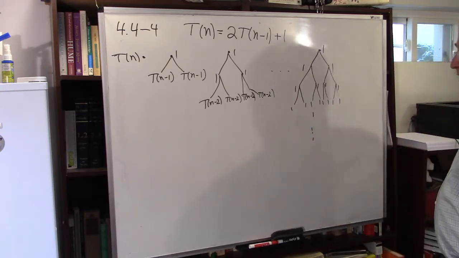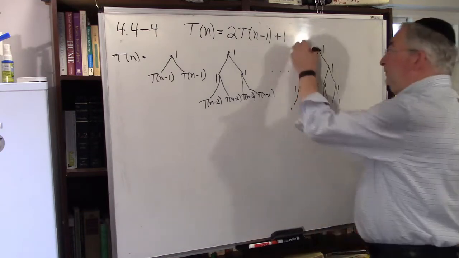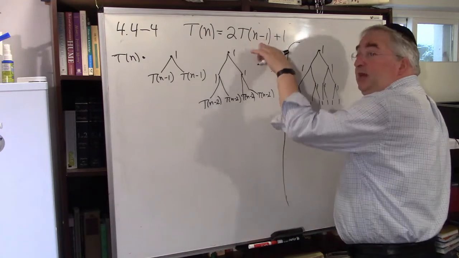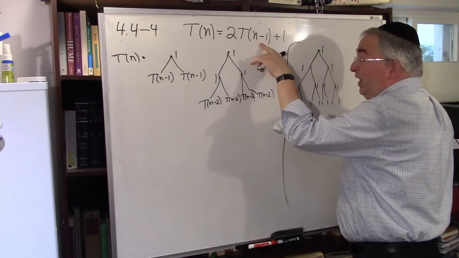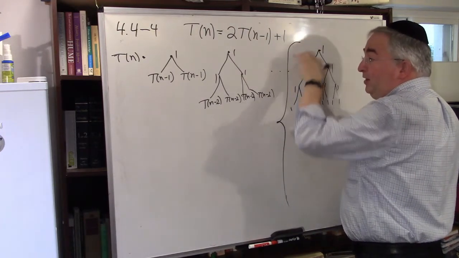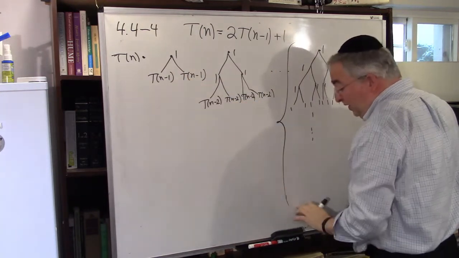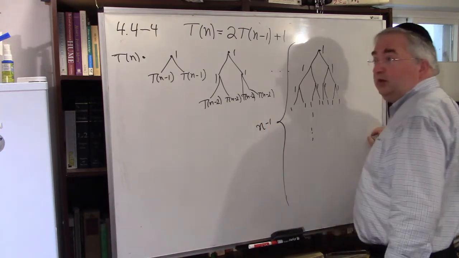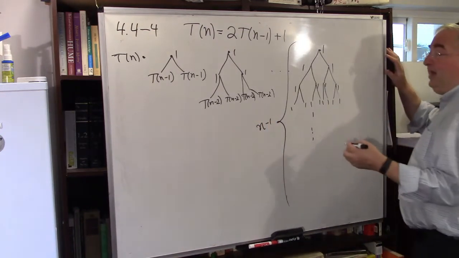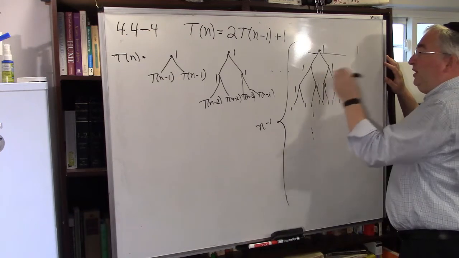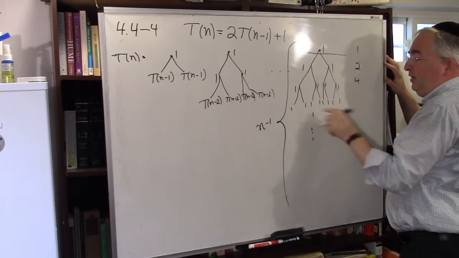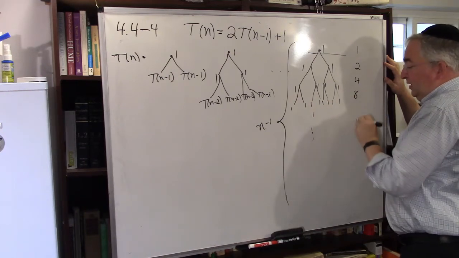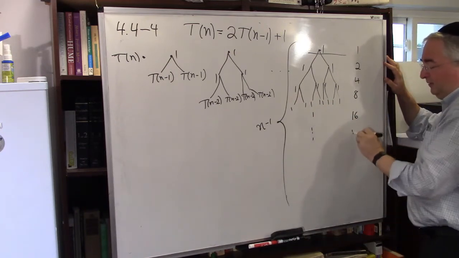Okay, question. How tall is the tree? We always ask the same questions in the same order. Answer, we're not dividing by 2 here, we're subtracting. So you're going from n to n minus 1 to n minus 2 all the way down to T of 1. So this is going to be size, let's say, n minus 1. Okay, how much is added at each level? Well, here you're going to have 1, here you're going to have 2, here you're going to have 4, here you're going to have 8. Get a pattern, here you're going to have 16, etc.